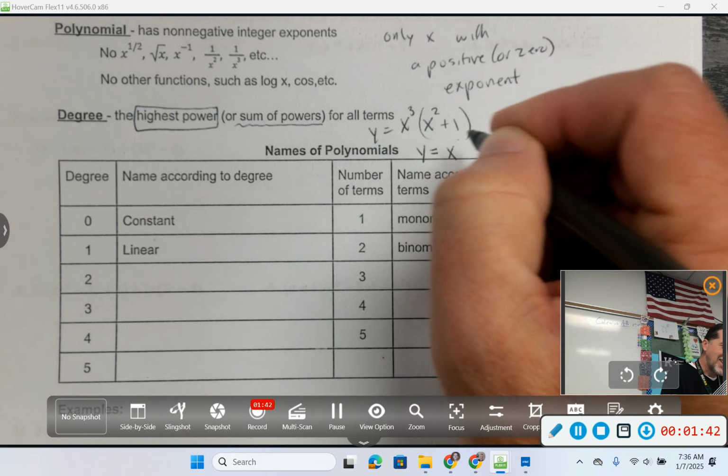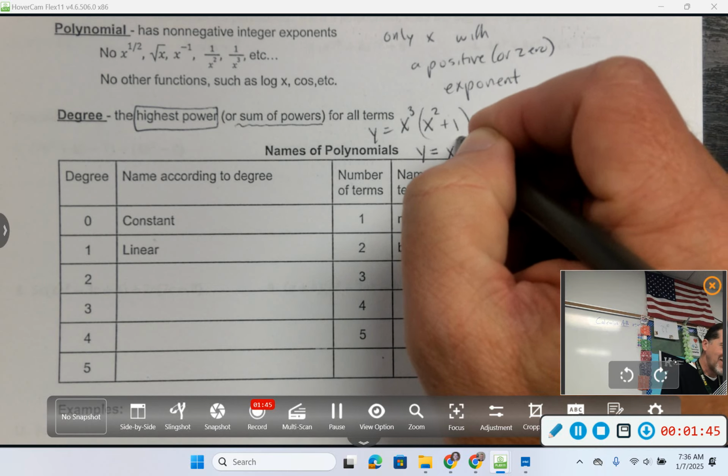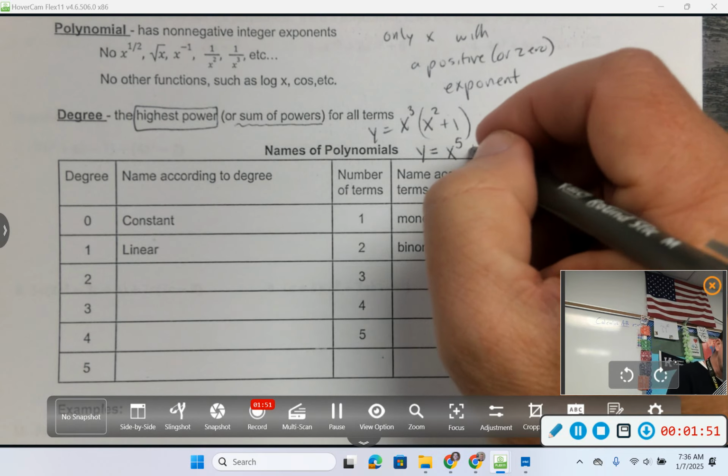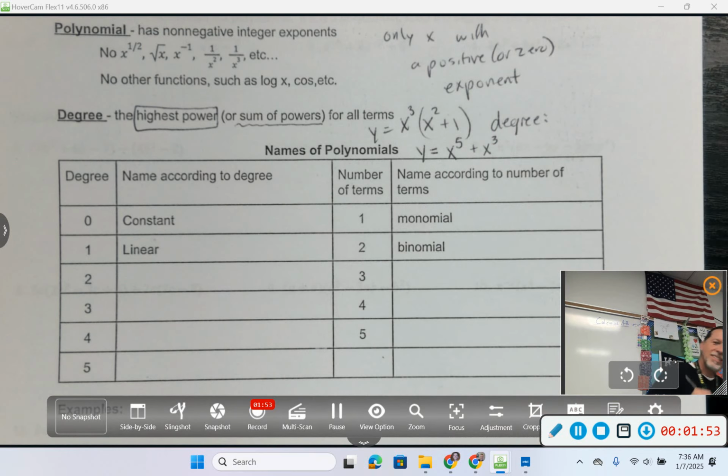X to the five, because it adds, right? X to the 5th? Sure. Yes. Ryan left his brain in the Bahamas. It's not a bad place to leave it, but go get it back.